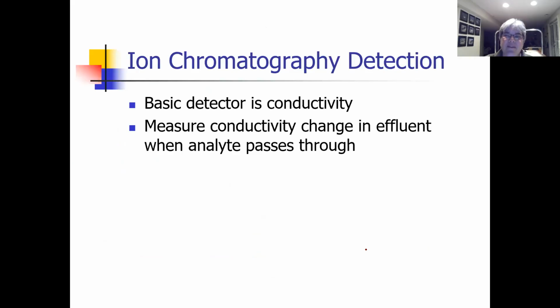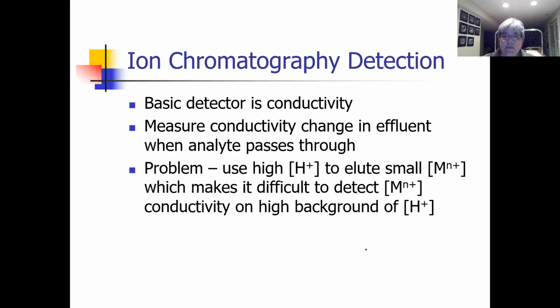All right, now what about the detection? I said that this was actually a big problem. An obvious detector is conductivity. Conductivity is a simple detector. It's universal; it will respond to all ions. It's cheap, and it doesn't break. So it seems like a really good detector.